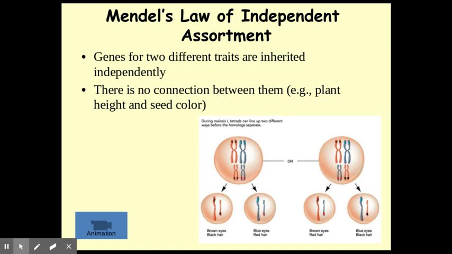So then we have what's called the law of independent assortment. Genes for two different traits are inherited independently. There's no connection between them. They don't have a set number where you're going to cross this and this. It's going to happen on its own, and that's why it's called independent assortment.